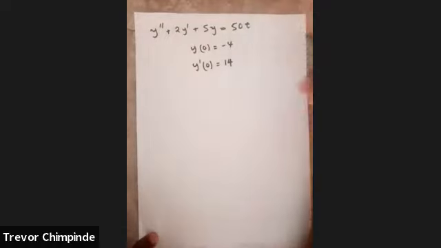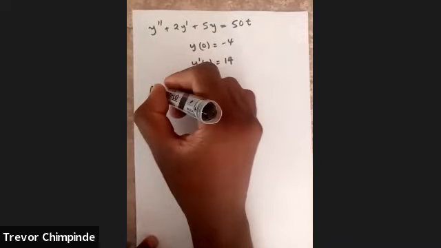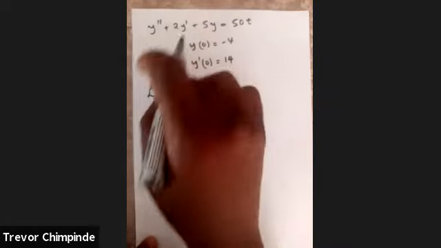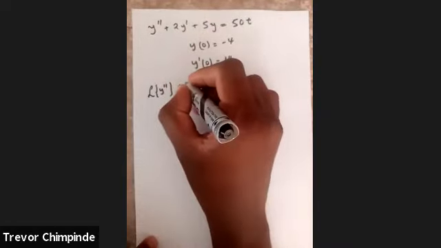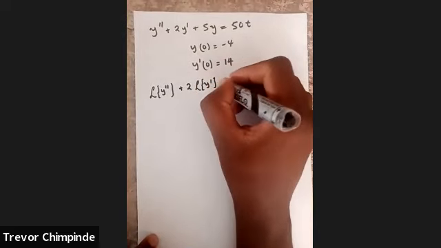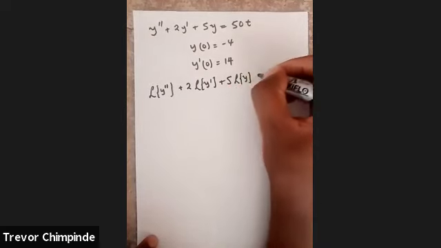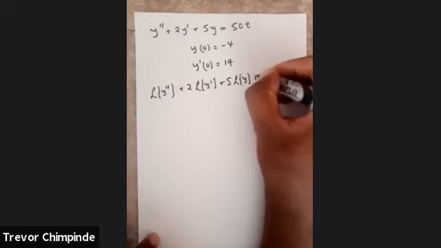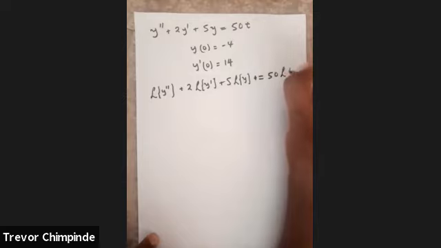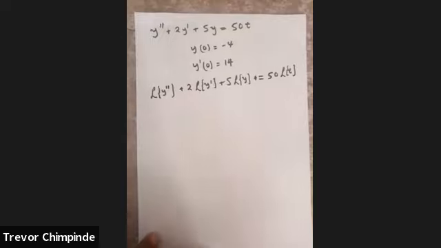So let's start. We're solving this using Laplace transforms, right? So we apply Laplace to both sides of the equation. Laplace is a linear operator, so it can distribute over a sum. Plus 5 Laplace of y is equal to 50 times the Laplace of t. So this is what we have.